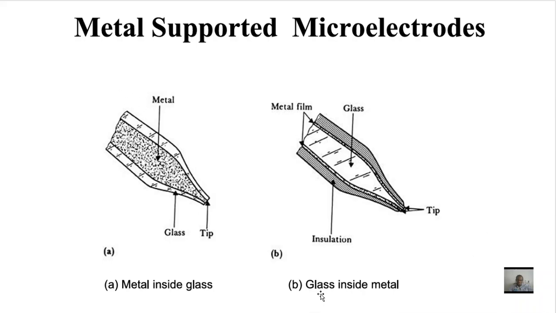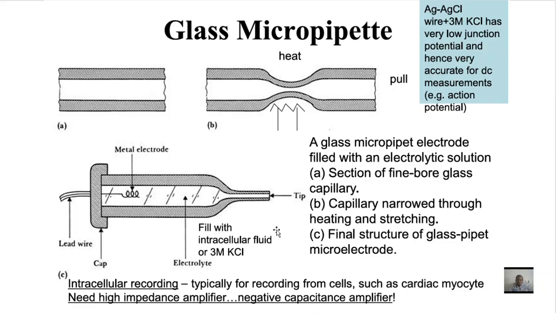Next one is the glass inside metal microelectrode. The tip is made of glass, covered with a metal film, and covered with insulation. So glass inside, and outside we have metal. So this is the glass inside metal microelectrode. Then the glass micropipette.